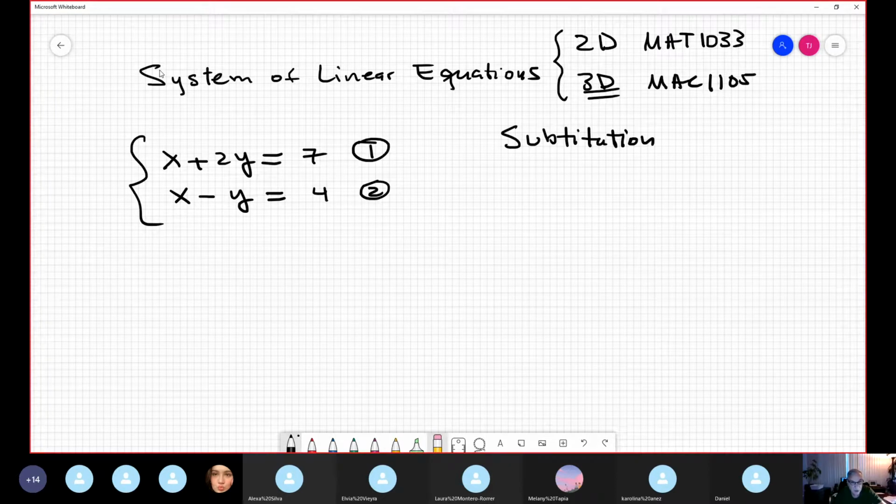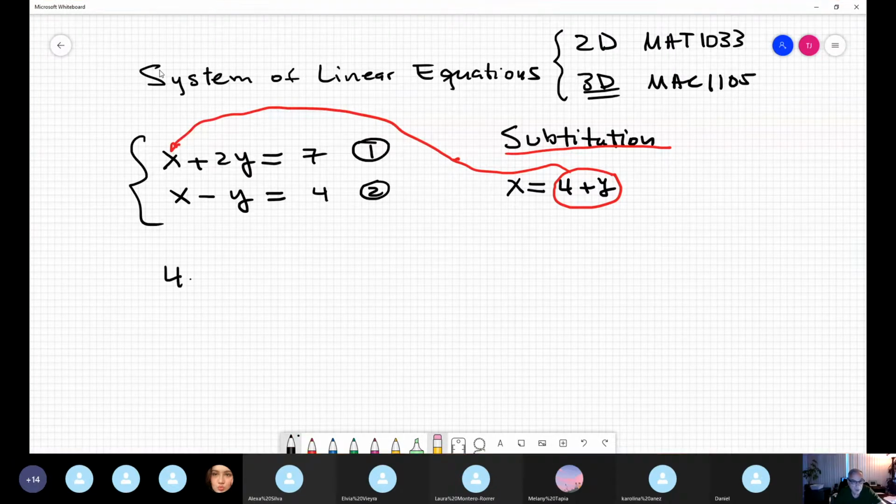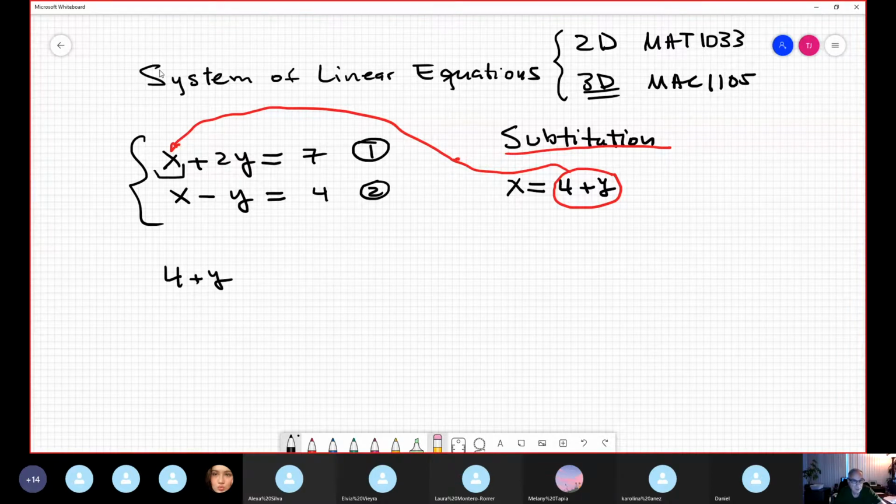You take the easier equation, which is number 2 in my opinion, and you isolate one variable because the coefficient here is 1 or negative 1. So it's nice to apply substitution. For example, you isolate x in the second equation, and x equals 4 plus y. And now you substitute that expression into the other equation, but where? In the x place here. You write 4 plus y. No x anymore. Plus 2y equals 7.